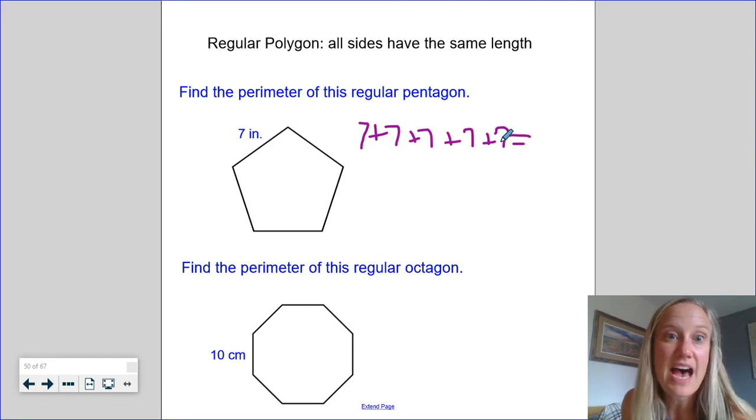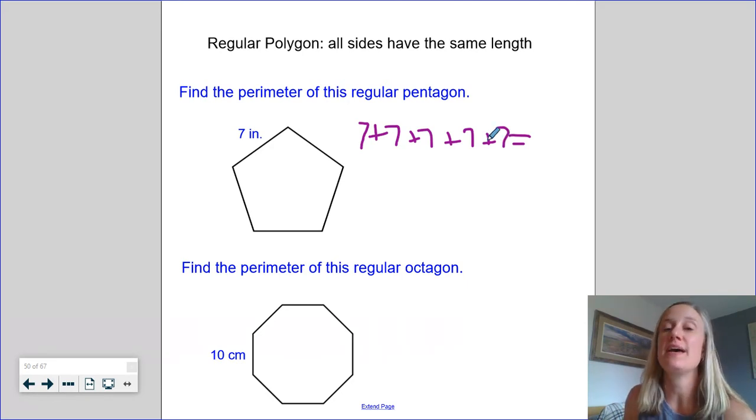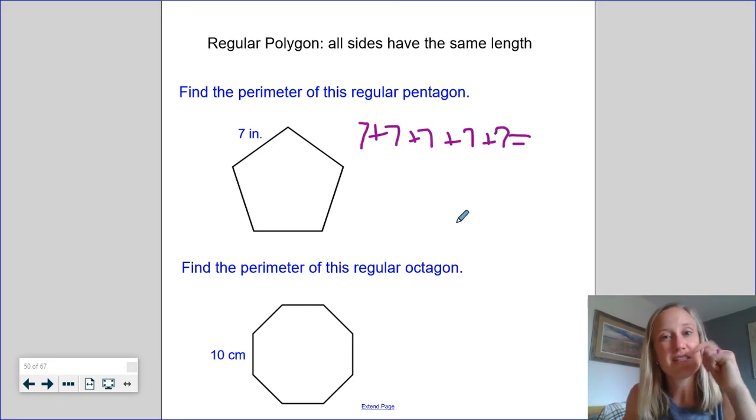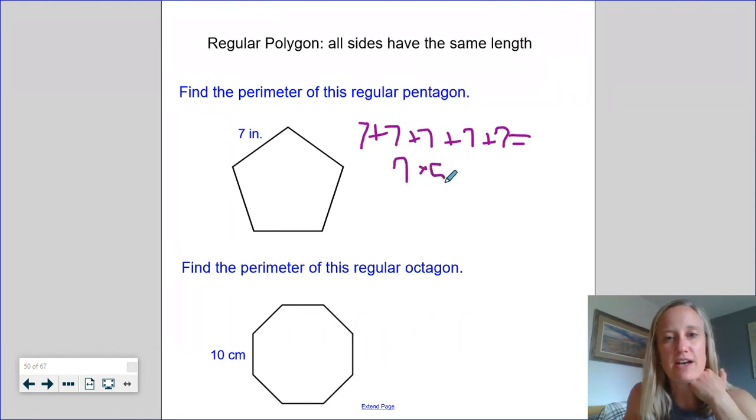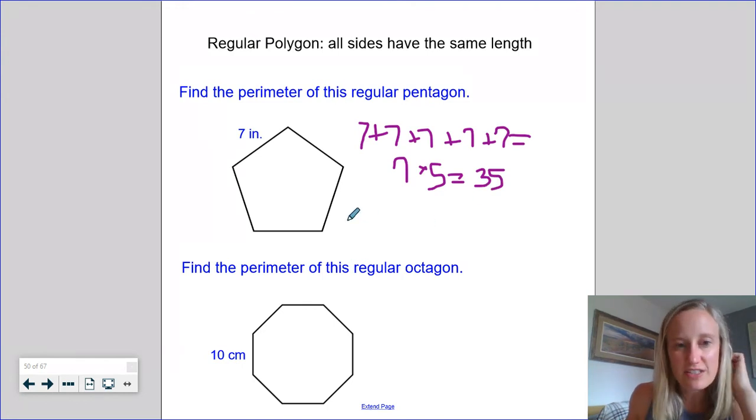I'm going to be honest, that is kind of a hard one for me to do in my head. But I know this is the same thing as 7 times 5. And what is 7 times 5? 35. So the perimeter is 35 inches.